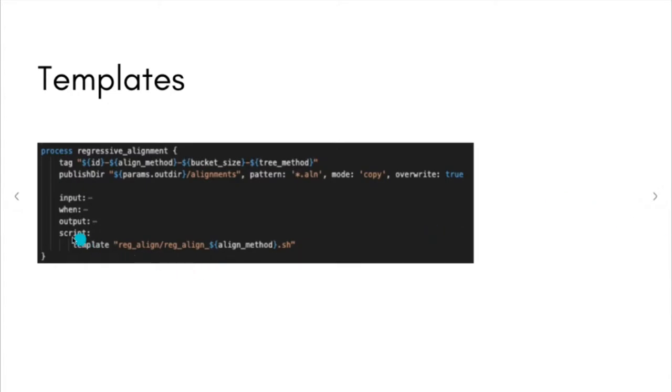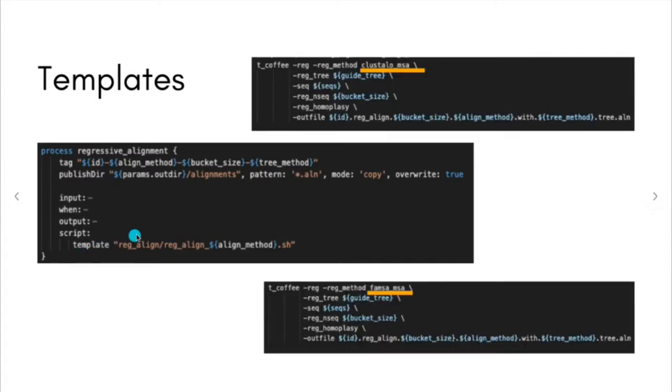Then we can use what are called templates. Instead of writing a lot of code in the script section, we can call templates. It means that we can have a kind of shared code, or to make your pipeline easier to read, you can have a template with a name that is easy to understand. How it works is, we have this align underscore method, and it will call different template files. For example, this is align_clustalo.sh, and this is pamsa.sh. But on the main script, it's easier to read.